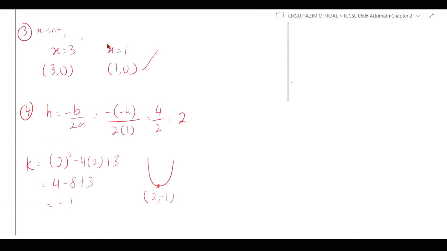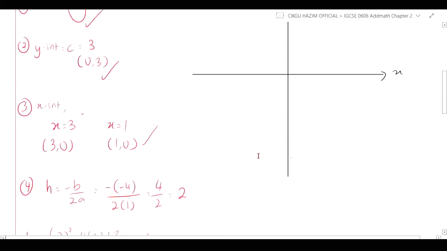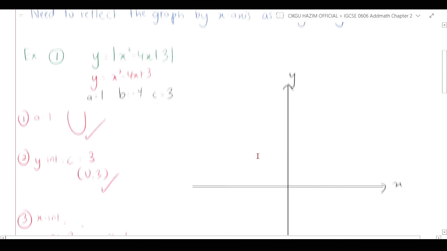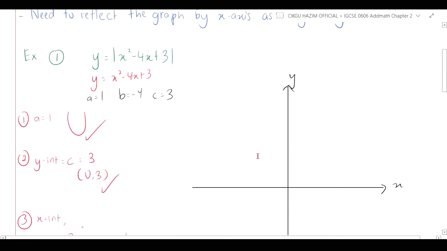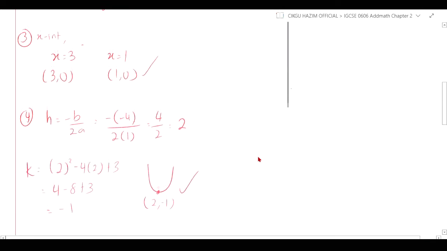Right, now sketch everything as if we want to sketch the original quadratic graph first. Of course we're going to do modulus, but we do everything as if we want to sketch the quadratic graph first. So plot down the (0, 3) y-intercept first. Imagine that this is the value of 3 here. Then we have the x-intercepts of 1 and 3 here. Just imagine this is 1, this is 2, this is 3. And the minimum point here is (2, negative 1).